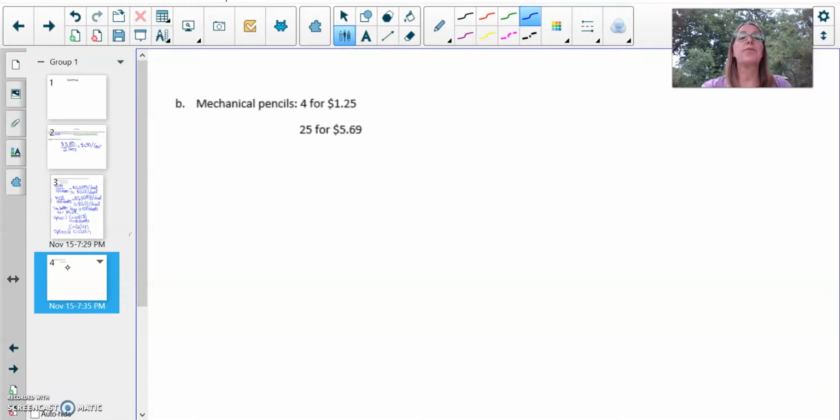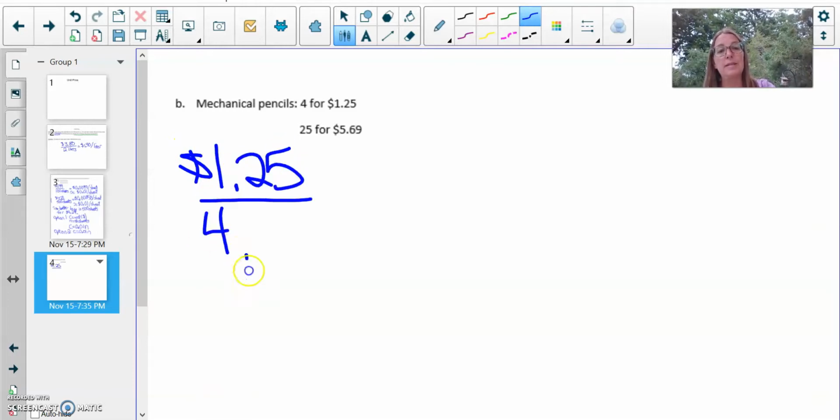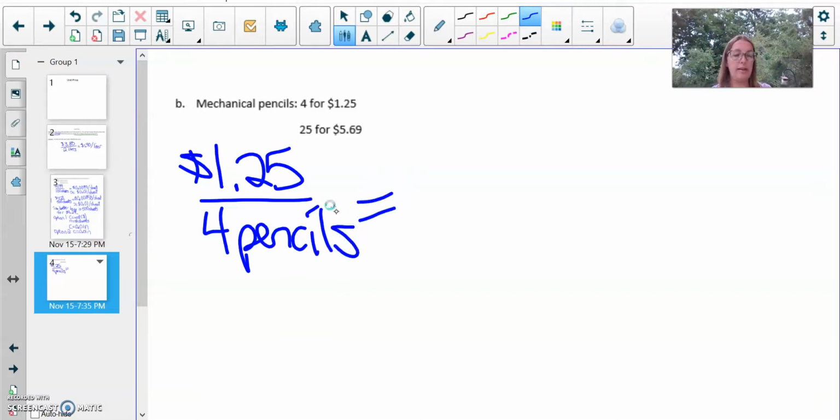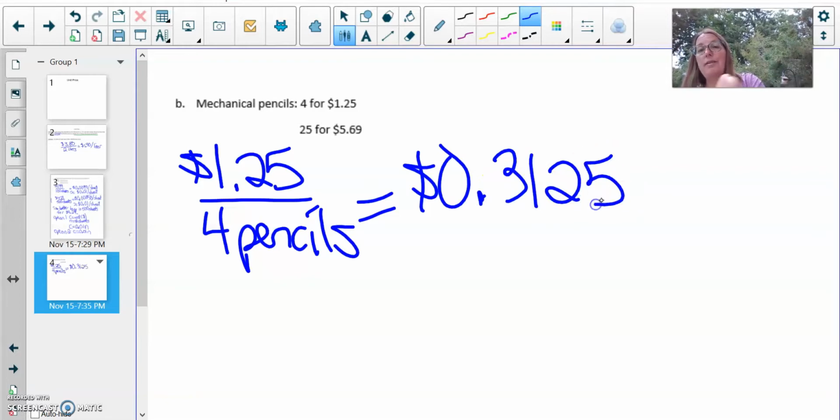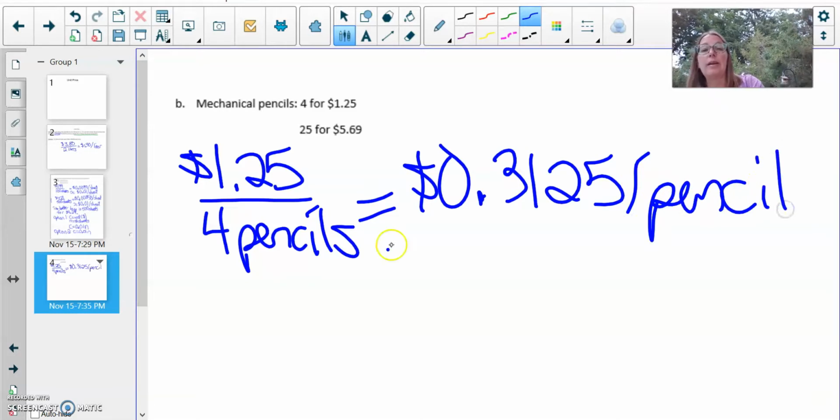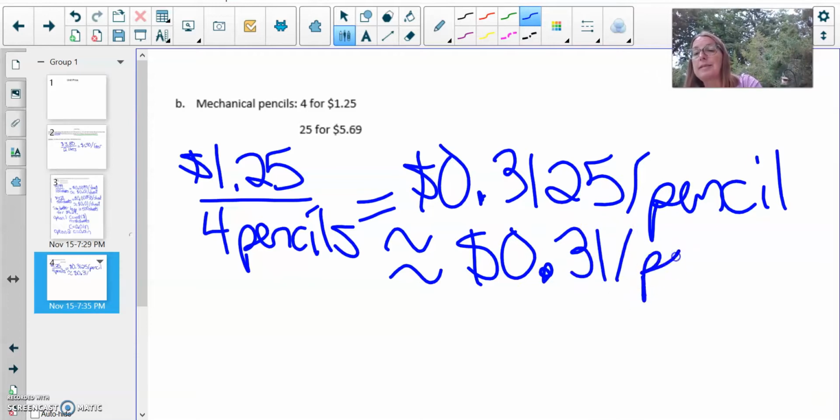Okay, mechanical pencils. 4 pencils for $1.25 or 25 pencils for $5.69. So again, we're going to look at the unit price. So for the first option, I'm dividing $1.25 by 4 pencils. Okay, use my calculator. I'm getting, before rounding, 0.3125 dollars per pencil. And in our context of money, rounding it, it would round to 31 cents per pencil.